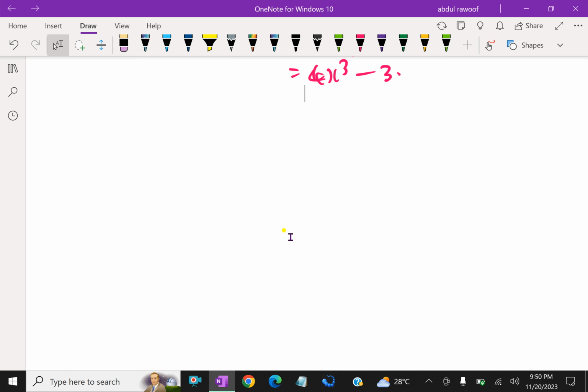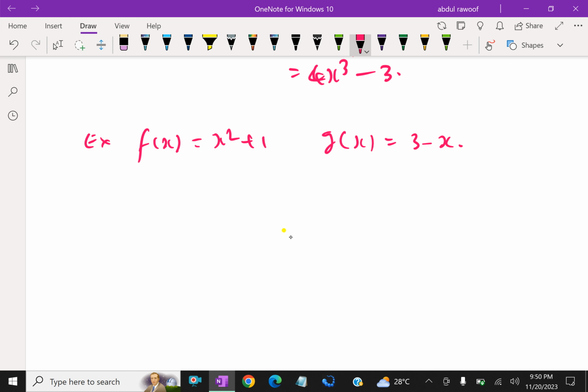Now one more example. f of x equals x squared plus 1 and g of x equals 3 minus x. First we find fog of x, which means f of g of x.